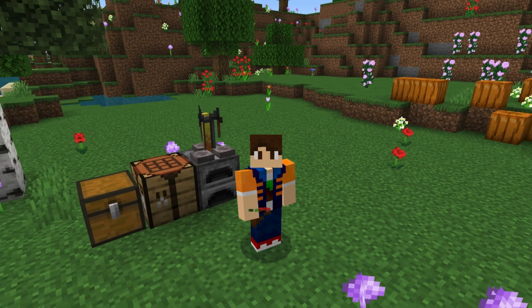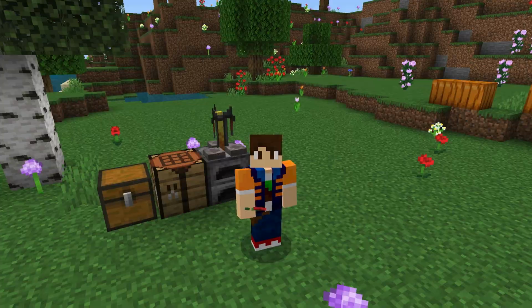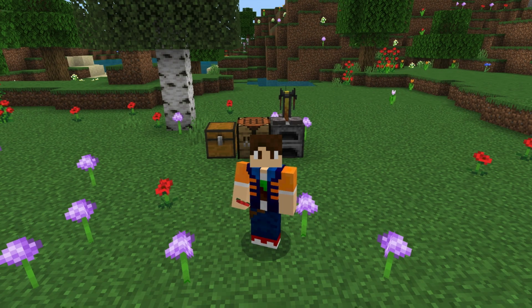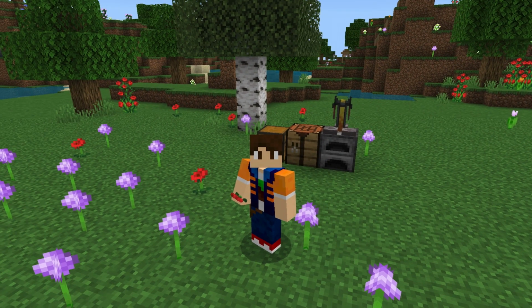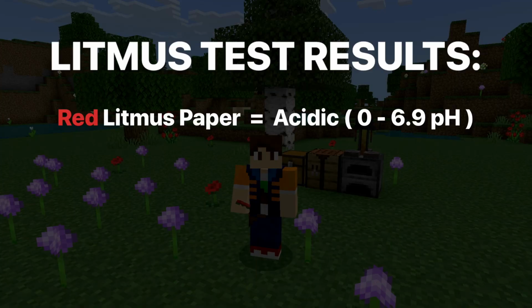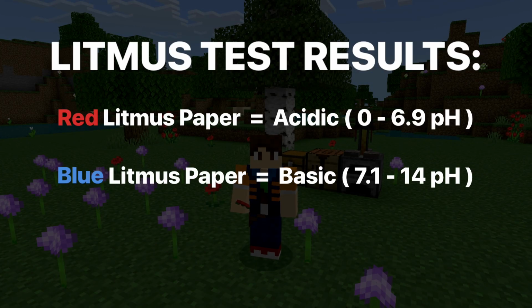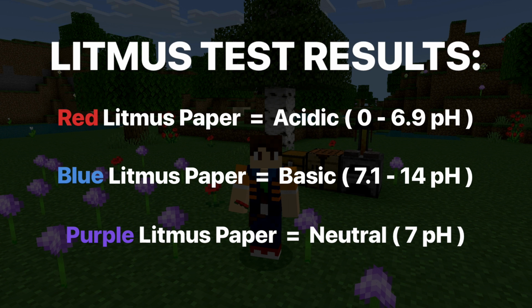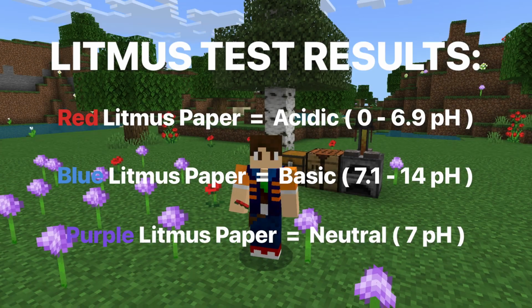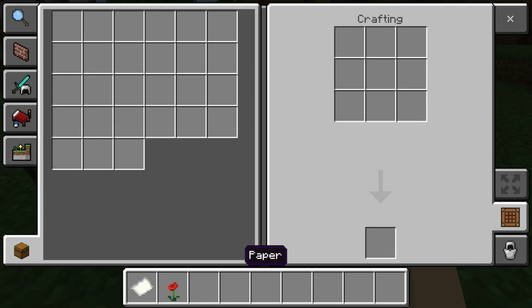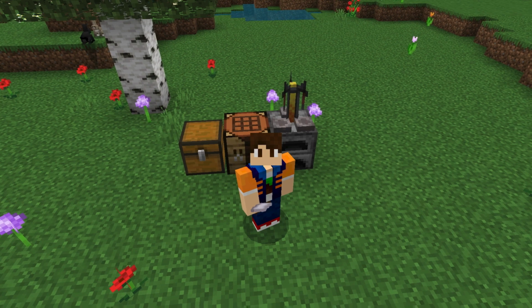Okay, now for the last feature I've decided to add into the mod, and that's litmus paper. The main idea of a litmus paper is to determine the pH value of a solution, basically how acidic the solution is. If the paper turns red, the substance is acidic. If the paper turns blue, the substance is basic. And if the paper turns purple, it means that the substance is neutral, meaning it's neither acidic nor basic. It's like water, basically. To craft a litmus paper, you need a paper and a very specific flower. Once you craft a litmus paper, just craft it with any solution, and you can find out its pH value.